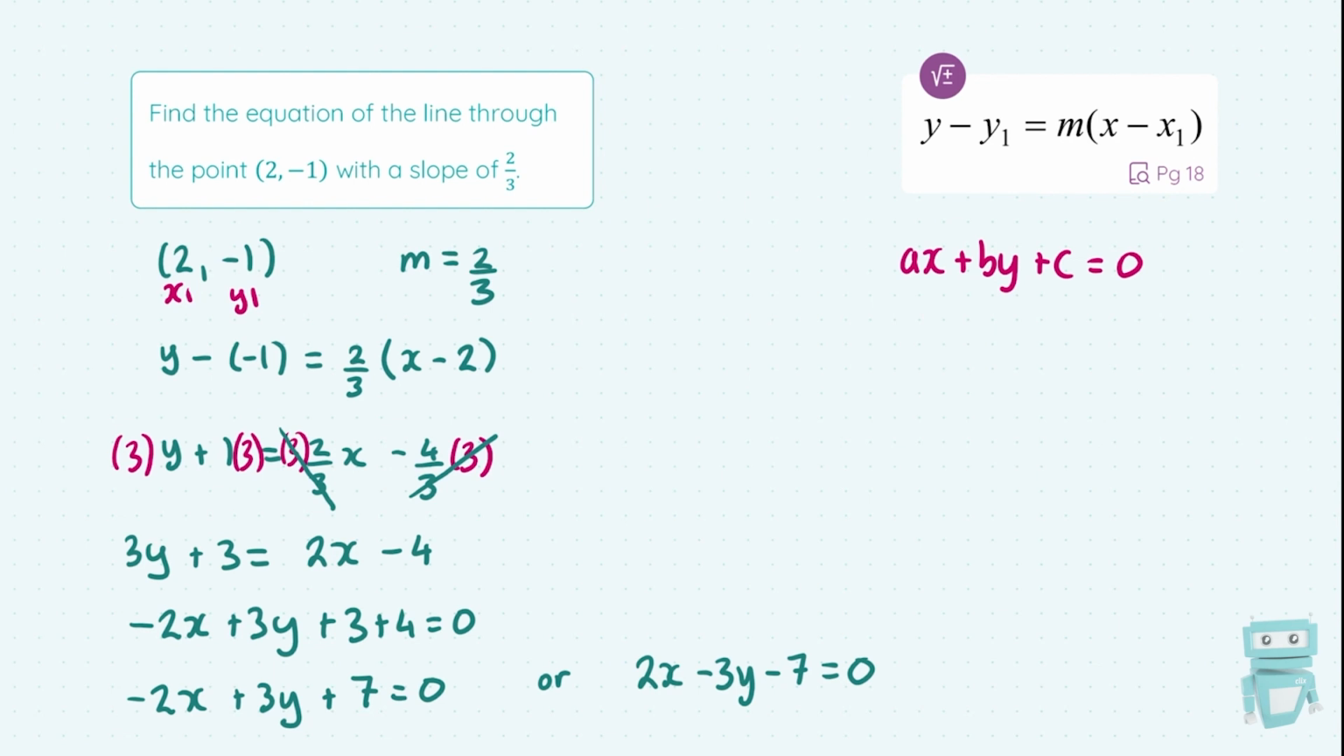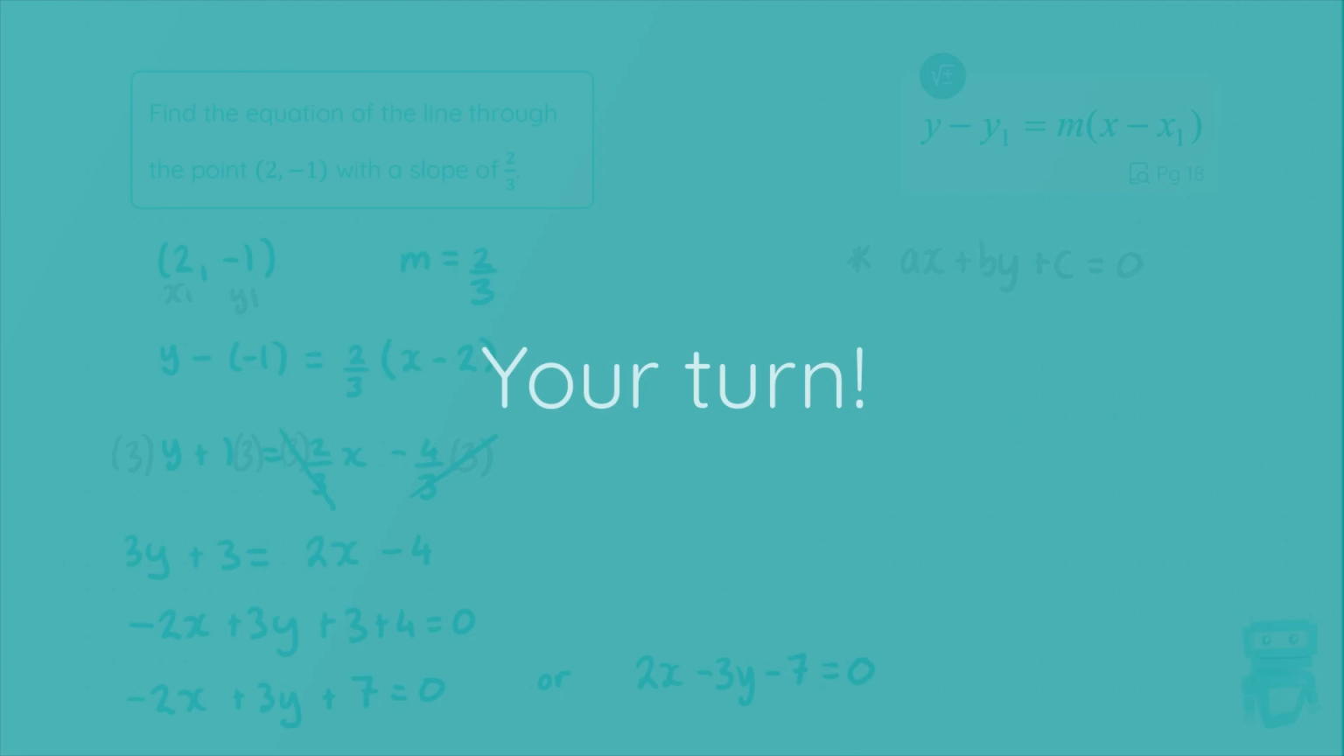And just a gentle reminder of our general form of the equation of a line, ax plus by plus c equals 0. So that basically means all the terms in the equation are over on one side and the other side equals 0. Gentle reminder also that we don't like fractions in our equation of a line, so you might have to do a bit of multiplying across to get rid of fractions.